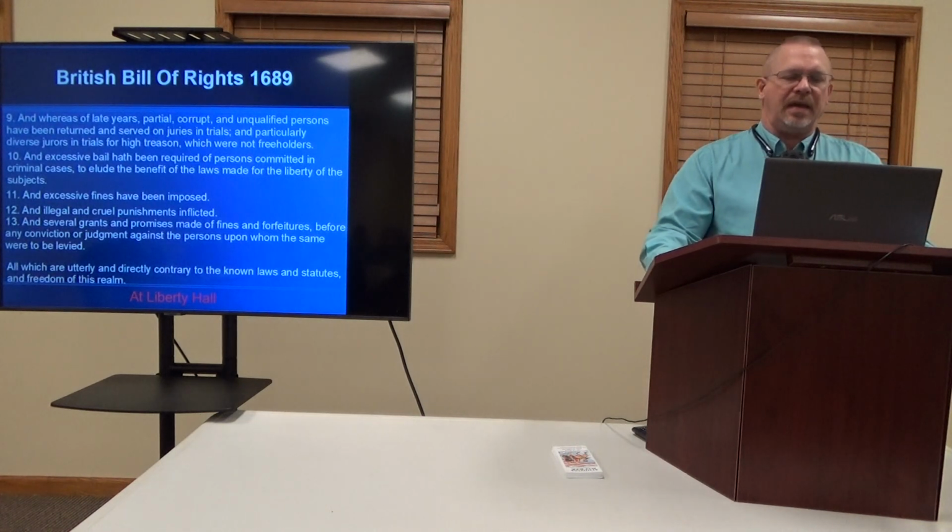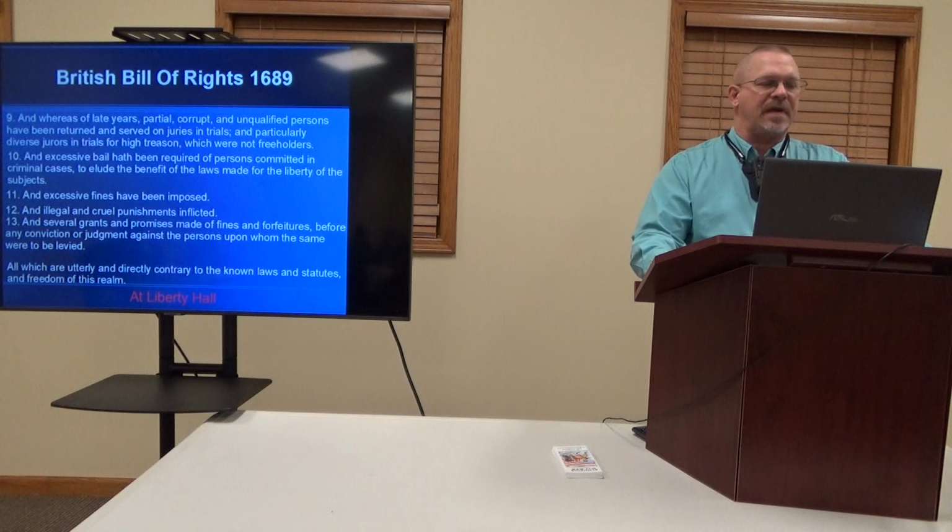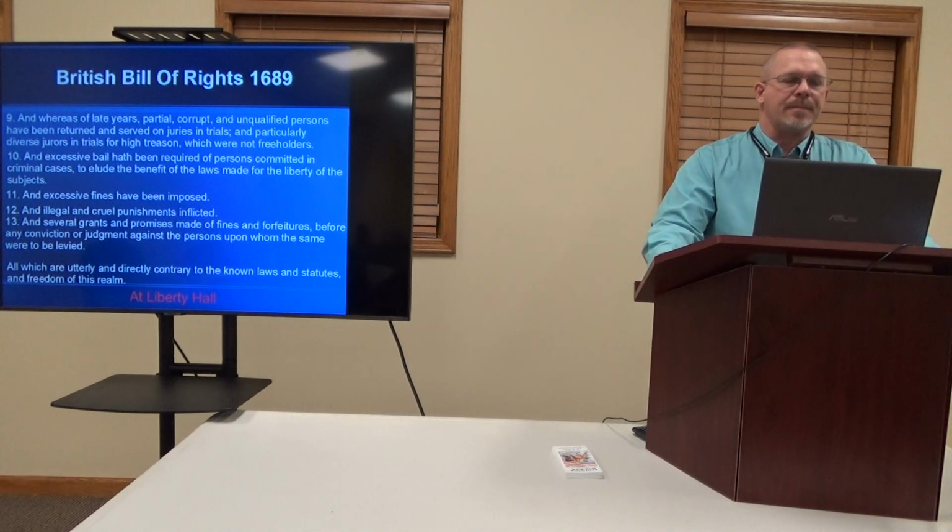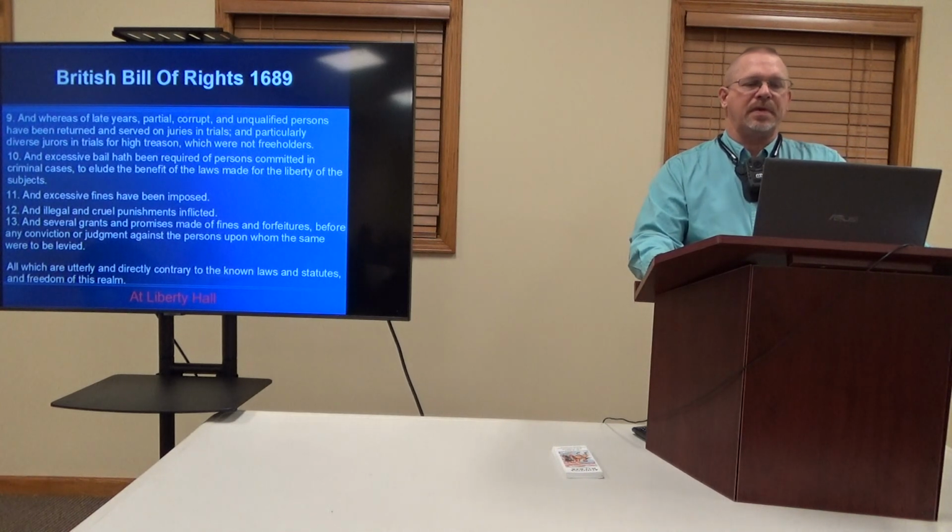9, and whereas of late years, partial, corrupt, and unqualified persons have been returned and served on juries and trials. What's an unqualified person in a jury or a trial? Because remember, under the Magna Carta 1215, it said that a person had to be tried by a jury of their peers, whereas the noble had to be judged by the noble and the commons had to be judged by the commons. Corrupt and unqualified persons have been returned and served on juries in trials, and particularly divers jurors in trials for high treason, which were not freeholders.